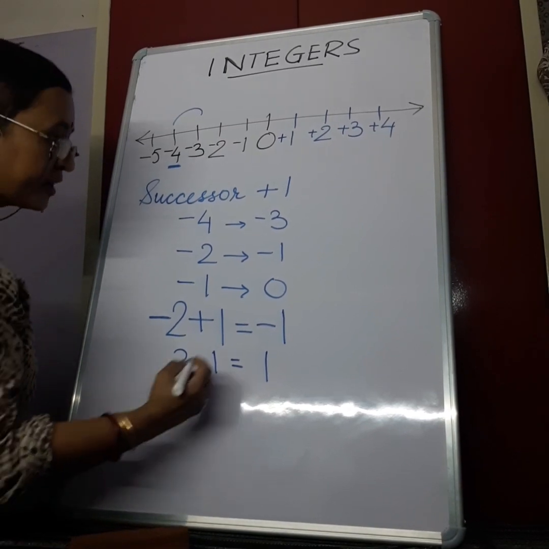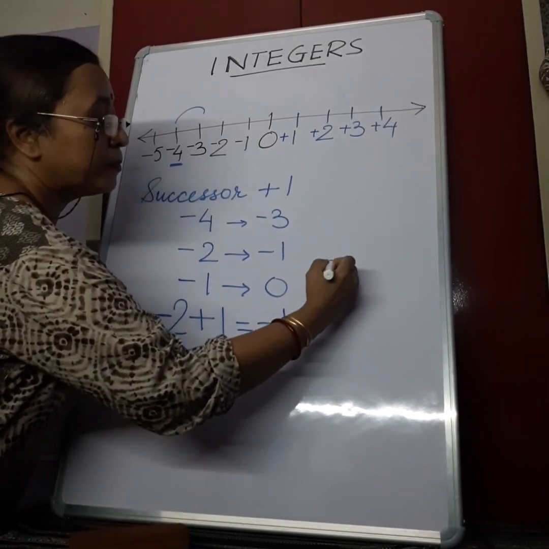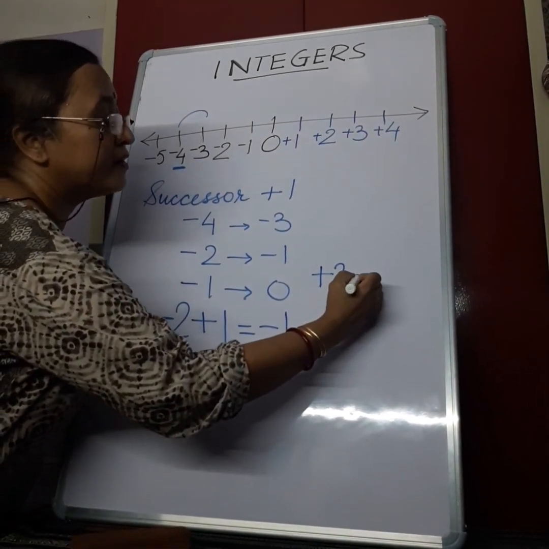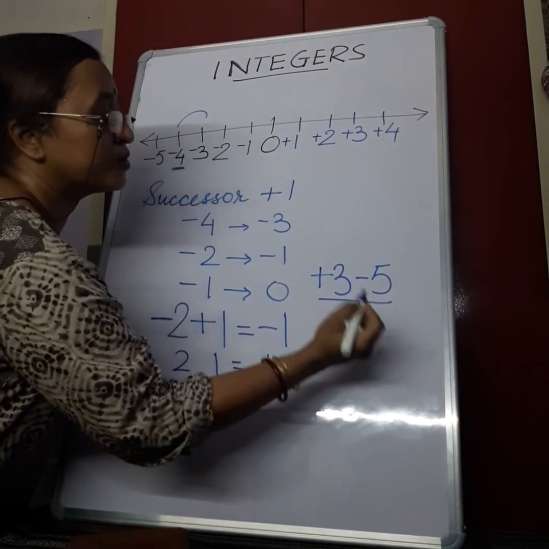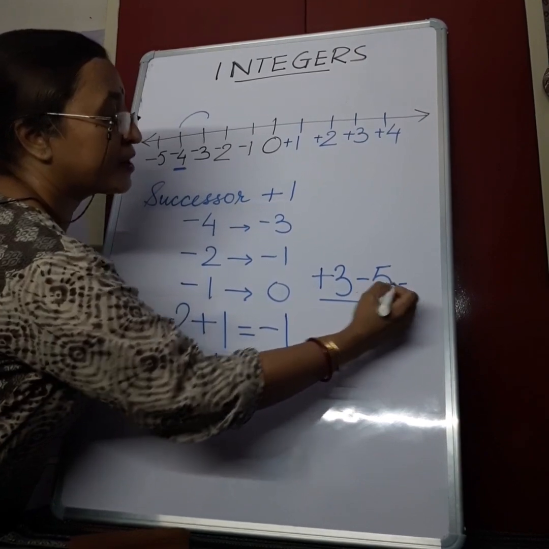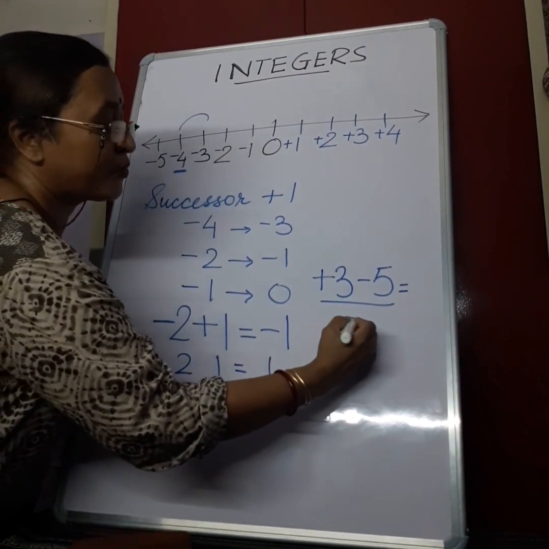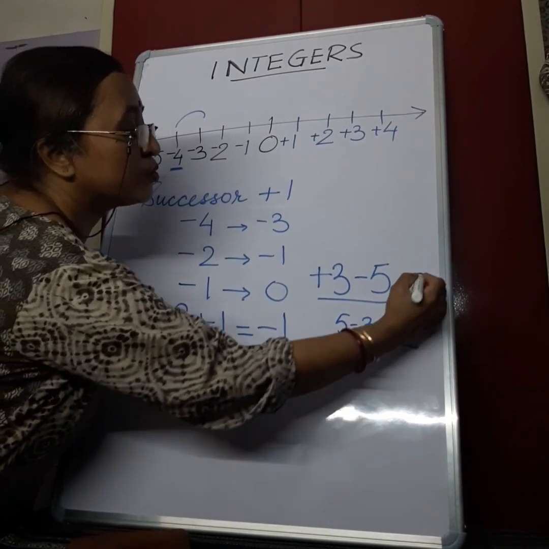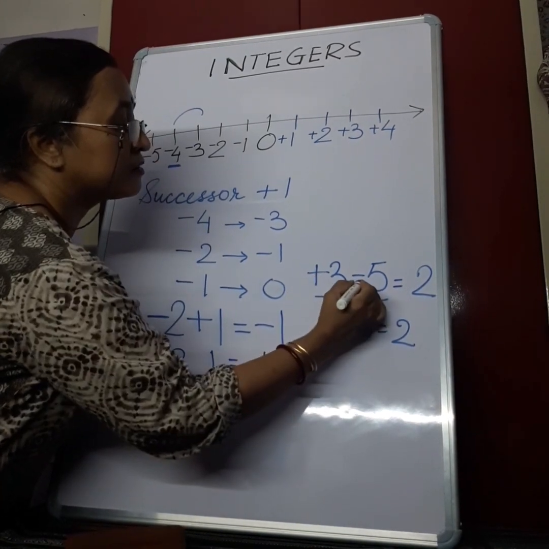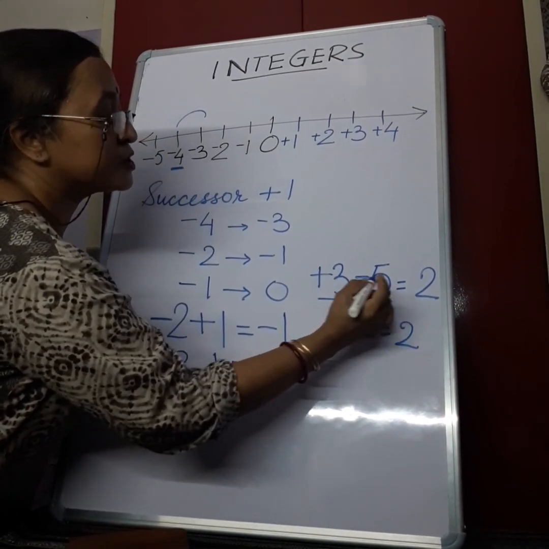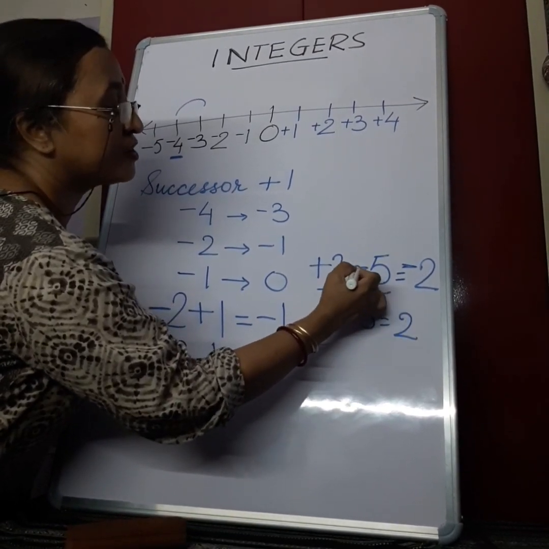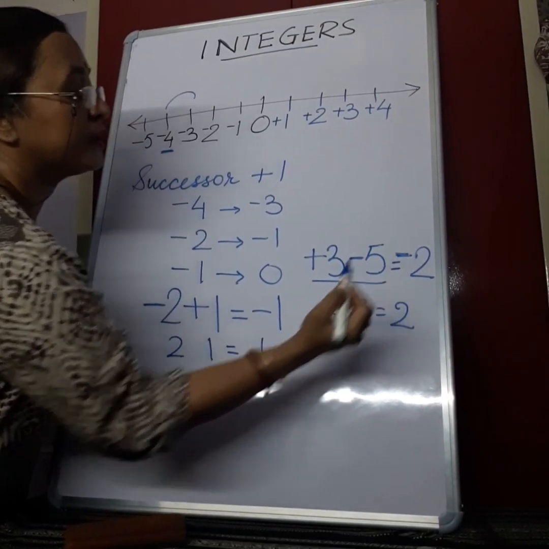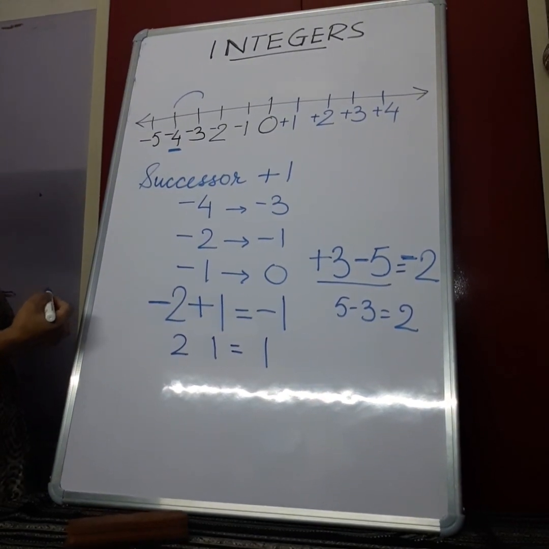Again, here I will write, we have plus 3 and minus 5. Unlike signs, so we will subtract the absolute values. That is 5 minus 3 is 2. We will write 2, and the sign of the greater number, that is minus. Greater number is 5, it has a sign of minus, so we put over here minus sign.